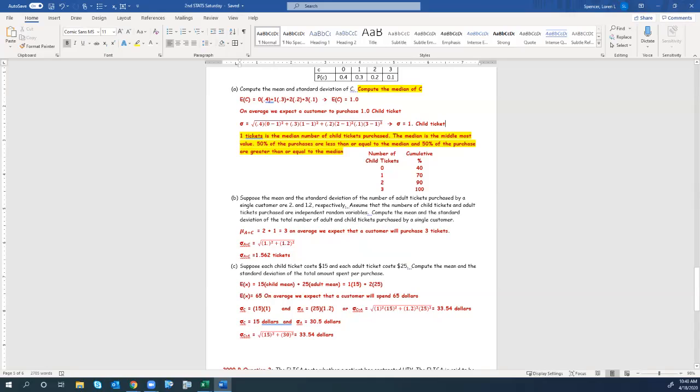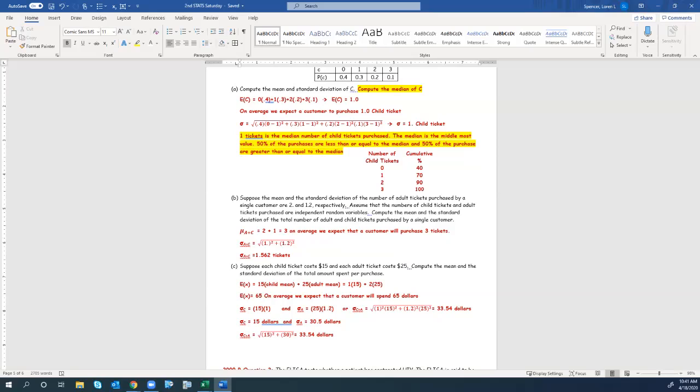The next one says, suppose each child ticket costs $15 and each adult ticket costs $25. Compute the mean and standard deviation of the total amount spent. Well, the amount spent is going to be based on how many you purchased. All right? So we expect to purchase 1 child ticket, that's $15. And we expect to purchase 2 adult tickets at $25.